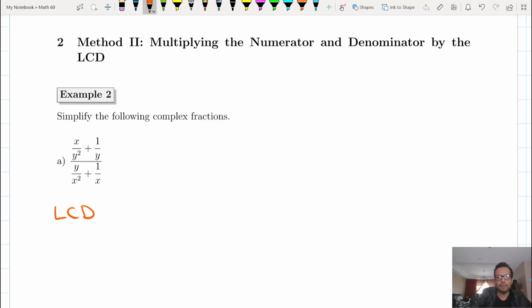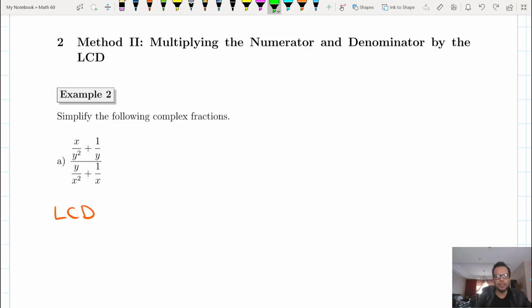Okay, let's see. Let's highlight all the denominators. I'm going to use a highlighter here. So we have one fraction, another fraction, another fraction, and another fraction. Essentially 4 different fractions, right? Okay, I'm going to highlight.